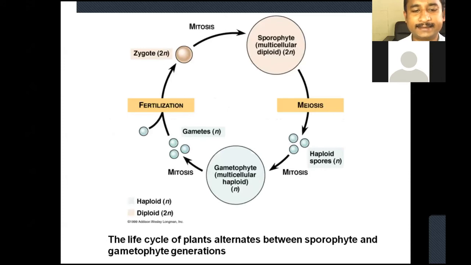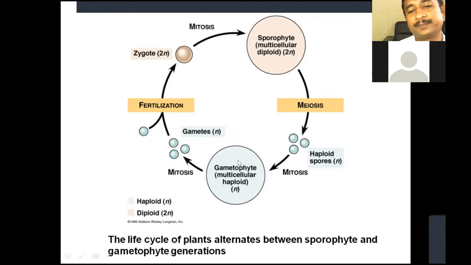So coming to the next slide, where you need to understand the sporophyte and gametophyte. The gametophyte contains the haploid chromosome number, meaning N, in the lower circle. You can see there is a gametophyte, a multicellular haploid with N number of chromosomes. The sporophyte is a multicellular diploid, it contains 2N. You just remember haploid contains N and diploid contains 2N.